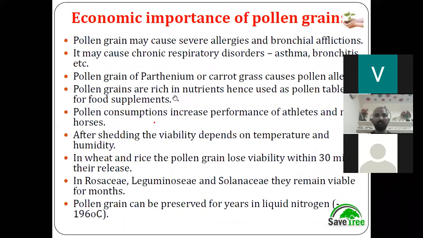Already we know that one, the carrot grass or congress grass, Parthenium hysterophorus. That causes hay fever to human beings when it enters the human body. Okay, so these are the few points regarding that.